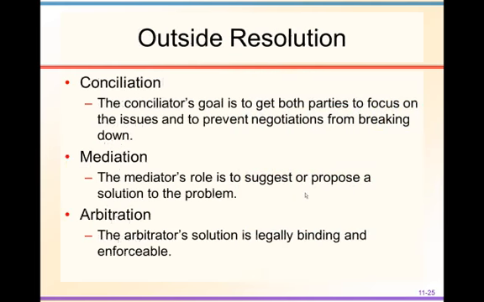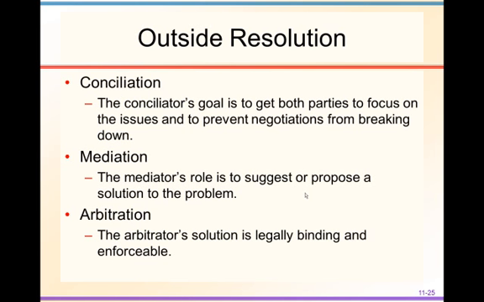When all of this doesn't work, you can certainly go to outside resolution, and that would be conciliation, mediation, and arbitration. Outside resolution may be necessary if other means of dispute resolution fail. In such cases, the parties have the choices we just mentioned. Let's start with the first one, conciliation. This involves the use of a neutral third party, a conciliator, to keep labor and management bargaining. The conciliator's goal is to get both parties to focus on the issues and prevent negotiations from breaking down.